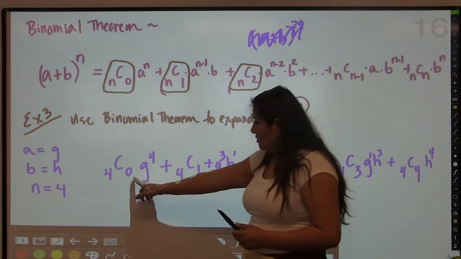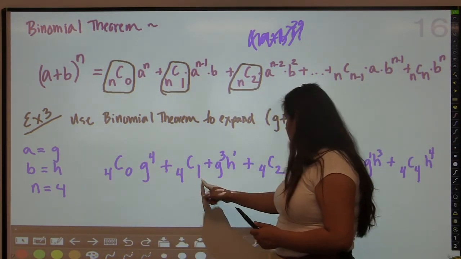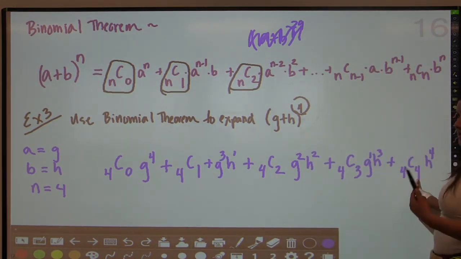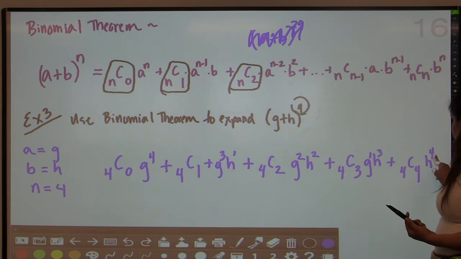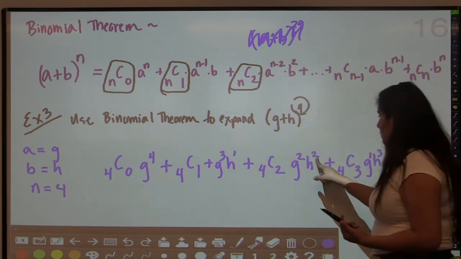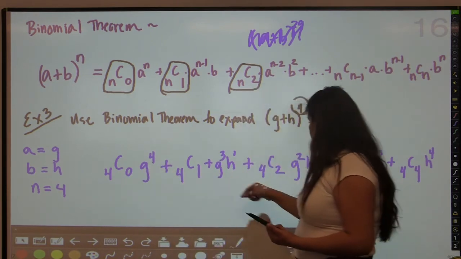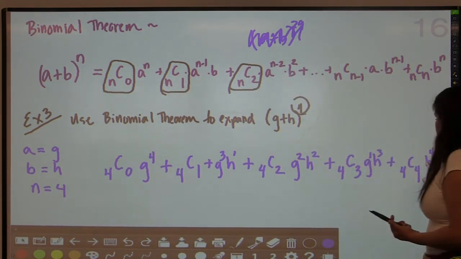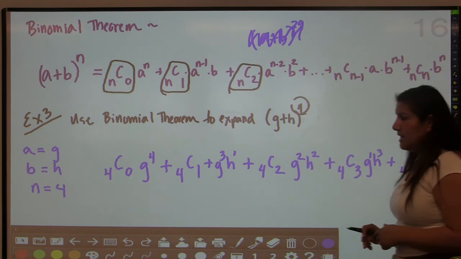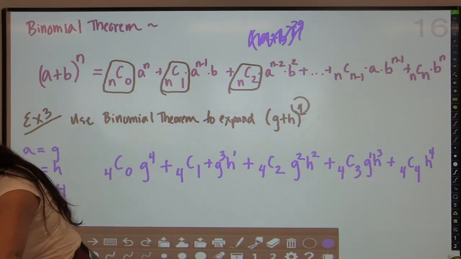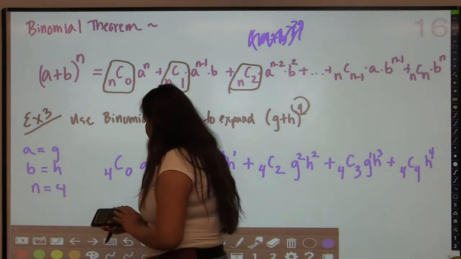And just to check, you can check everything. You can look at your numbers here: 0, 1, 2, 3, 4. Look at the exponents of your h's. It's h to the 4th, so 3rd, 2, 1, none. My g's: 4, 3, 2, 1, none. So everything's good. And now, what I have to do is use my calculator to get the actual coefficients.